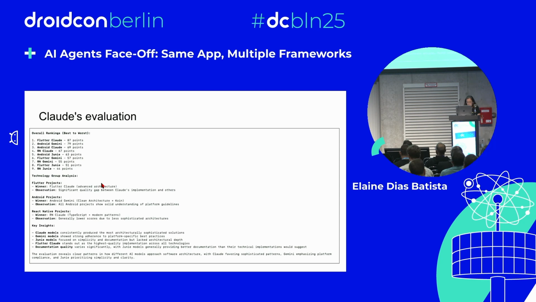Really interesting, though, to see the outcomes. For the Flutter projects, the winner, Flutter Claude, advanced architecture. A lot of gap on the Flutter projects between Claude and the others. Android projects, Android Gemini, Koin, because it did the migration from Hilt. And yes, all of them, solid understanding of platform guidelines, cool. React Native, Claude also won, and generally lower scores due to less sophisticated architecture.